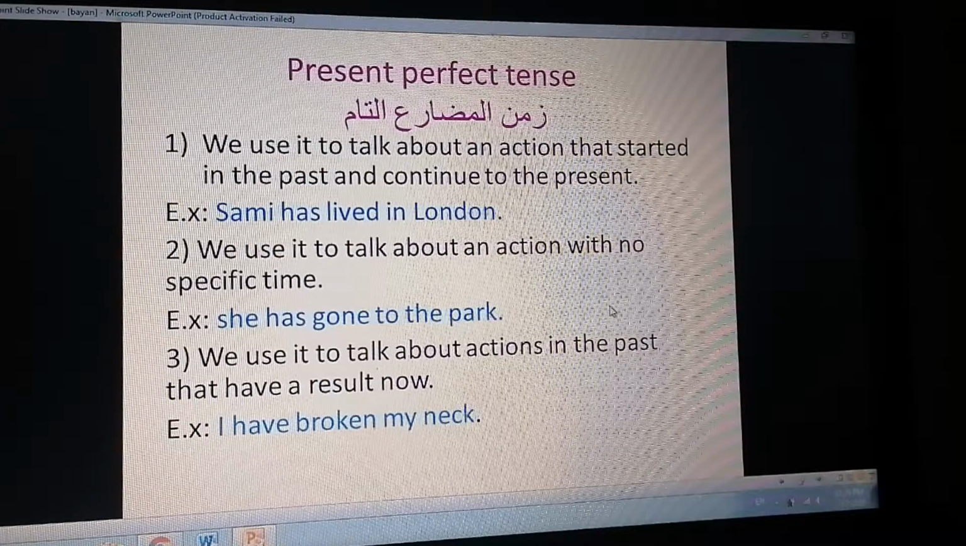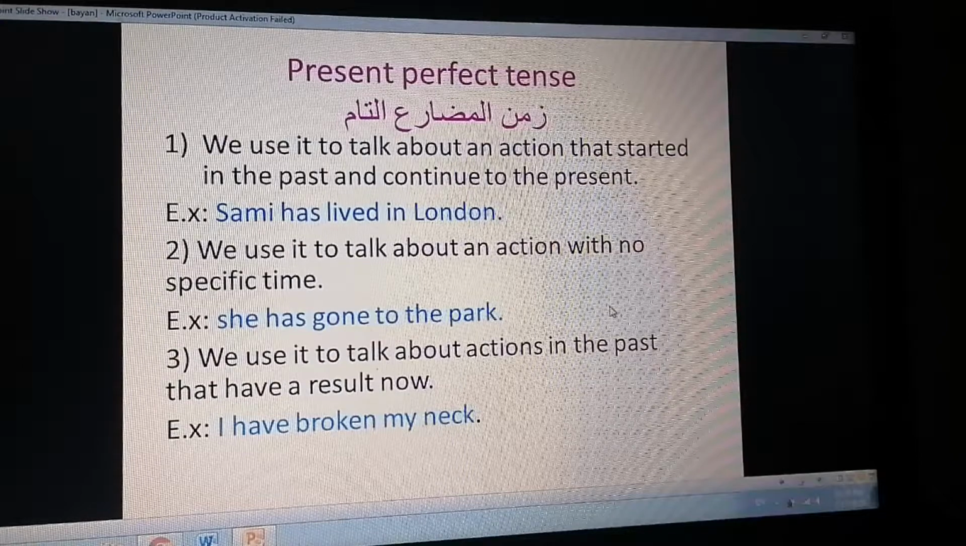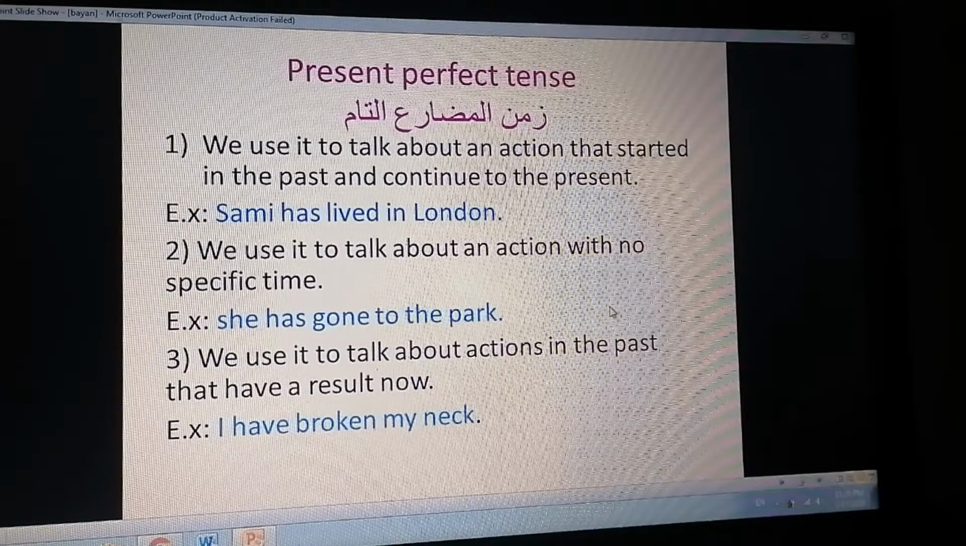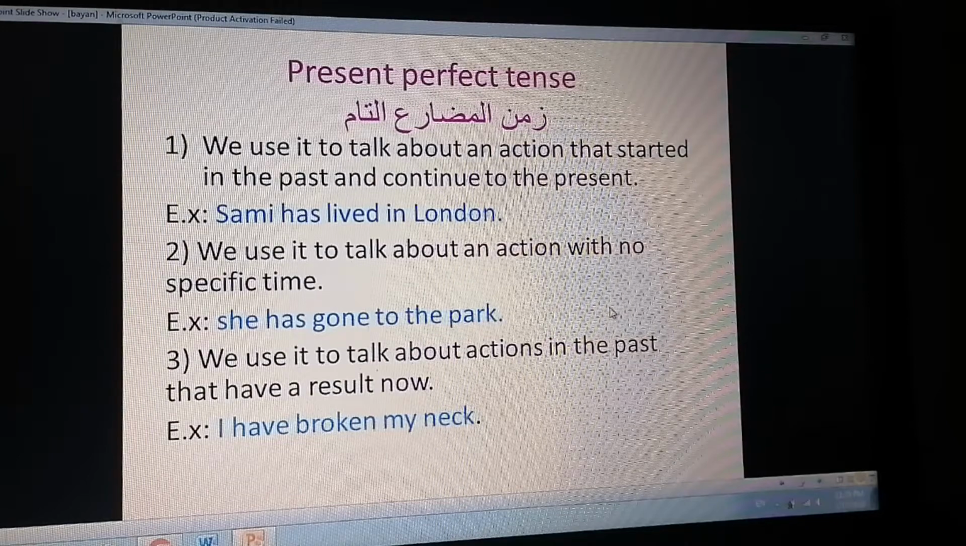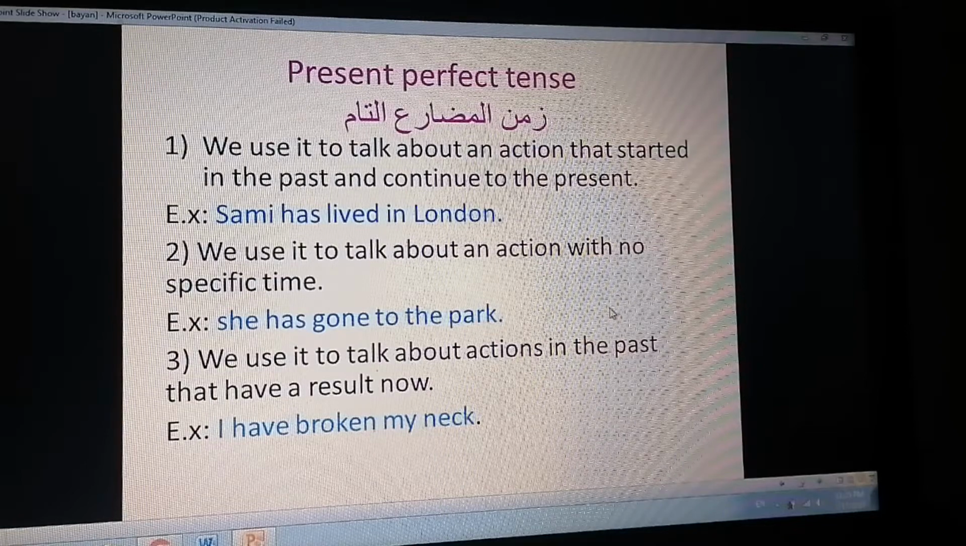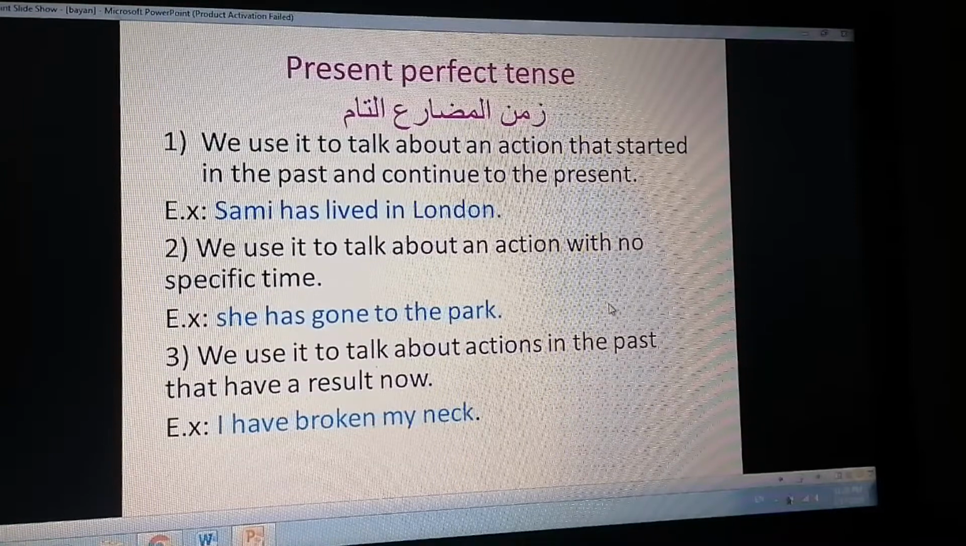Number 2, we use it to talk about an action with no specific time. Like, she has gone to the park. When you want to talk about an event in the past without specifying the time it happened, or you don't remember the time, we use the present perfect, not simple past. She has gone to the park. She went in the past. When in the past? I didn't know or I don't remember, so just use present perfect.